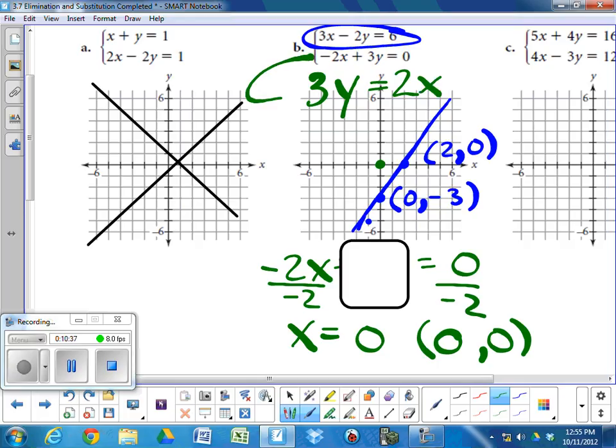Here's another way to do it. Anybody know what I did to get from here to here? You should. As high school sophomores, freshmen, you should know that I added what to both sides? 2x. Okay, I added 2x to both sides. 0 plus 2x is 2x. Okay. Now, what would you do to get y by itself? Divide by 3. And when you do, you get 2/3 x.